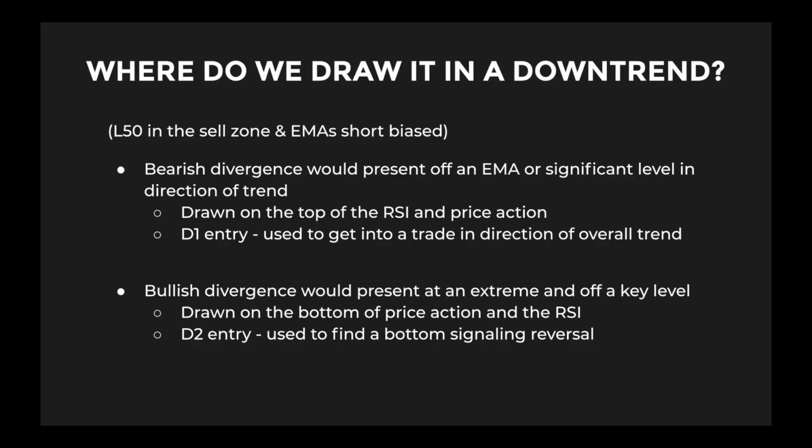So again, to review this slide, now we're talking about a downtrend. Bearish divergence is going to present on top of the RSI and on top of the price action. Bearish divergence telling you we're moving down, bearish in the direction of the overall trend. In inverse to that, we have the bullish divergence that presents off an extreme, signaling the bottom, using the D2 entry to find the bottom. This is going to be drawn on the bottom of the RSI and the bottom of price action. That's your D1 and your D2 in a downtrend.